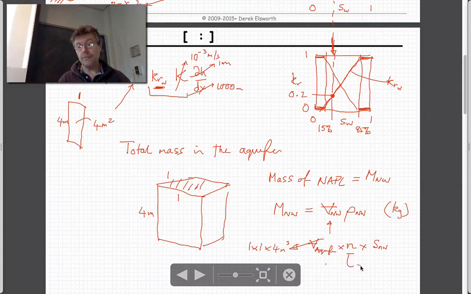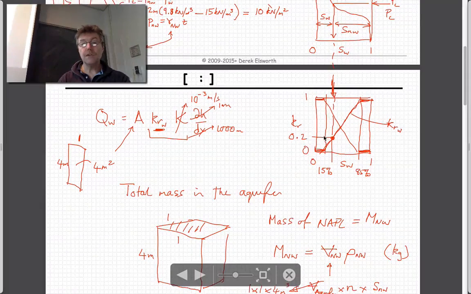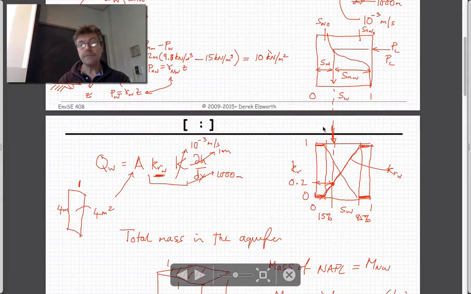Porosity, 30%, 0.3, typical number. We haven't defined it. And this is the non-wetting saturation, which on this would be this amount here. This is the wetting saturation on this side. And so if we know what this is, which is something less than 80% or something, right?